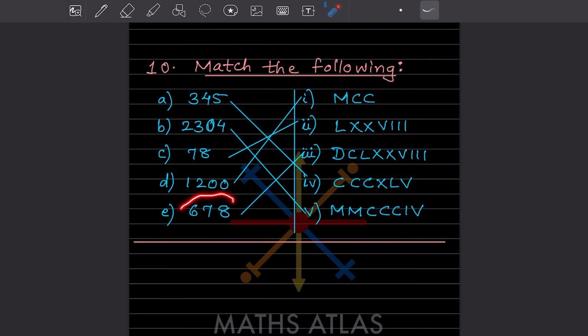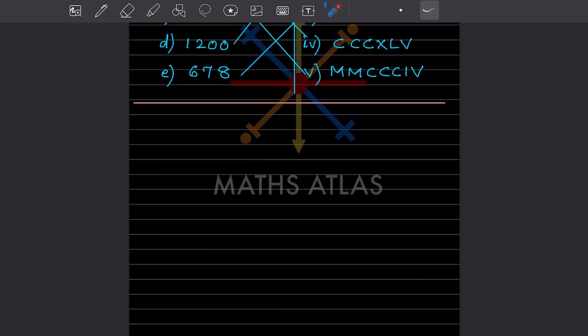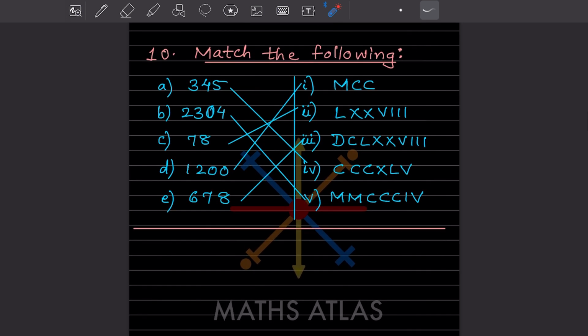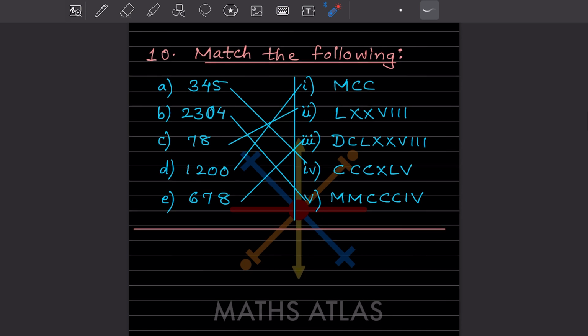Now 678. 600 means how are you going to write 600? That is DC. Okay. 600 is DC. So here you can see DC and 78. So 70 is LXX and 8. This is 8. Hope you got it. So by this one we have completed the chapter. Okay. So in the next video, we will see the next chapter.